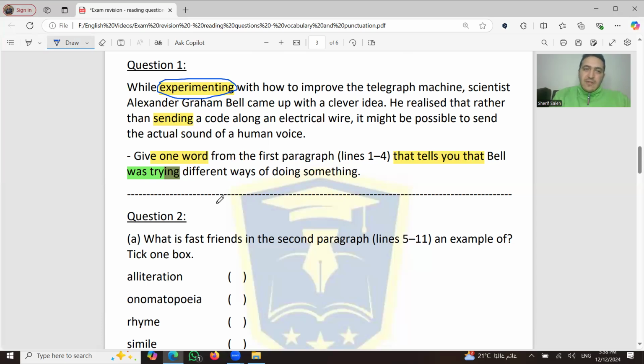But if you don't, let's say that you don't, and it's very possible that you may not understand the meanings of all the words, especially in the exam, there are other ways to think about it. And this is one of them. We need to find one word that tells us that he was trying different ways of doing something. So trying ends in ing. So the word I need to find also ends in ing. And then I will not choose sending because it doesn't mean trying different ways. And definitely the answer should be the other word here, experimenting.